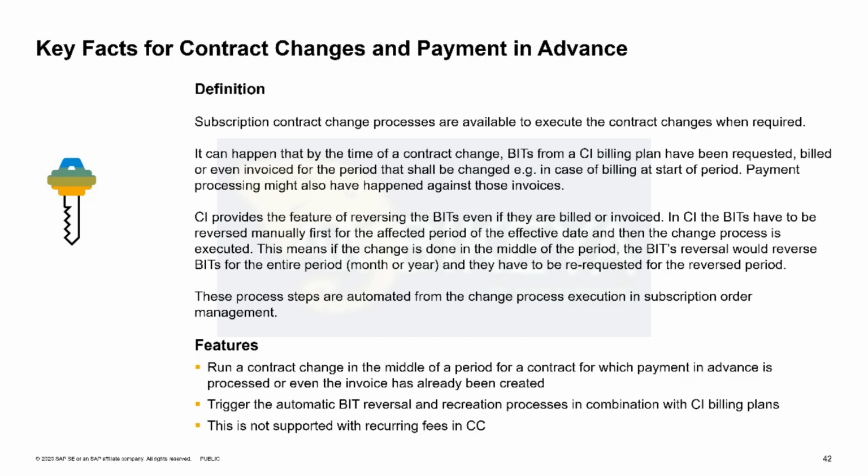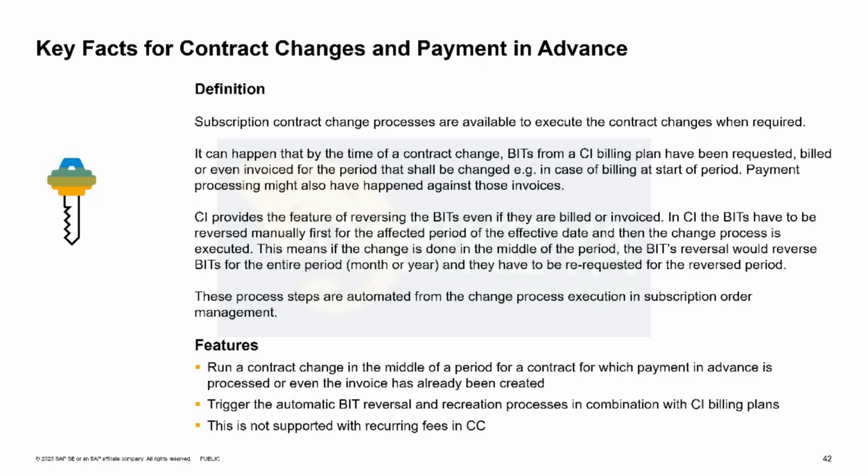And this we more or less automated, so that you do not need any real interaction here. Previously you had to manually reverse the bids related to the billing plans and run the change again, and the change triggers the change process again, repeats the ODI steps and everything. So you can now run the contract change also in the middle of a period when the payment is already done, or let's say the bid is already created.